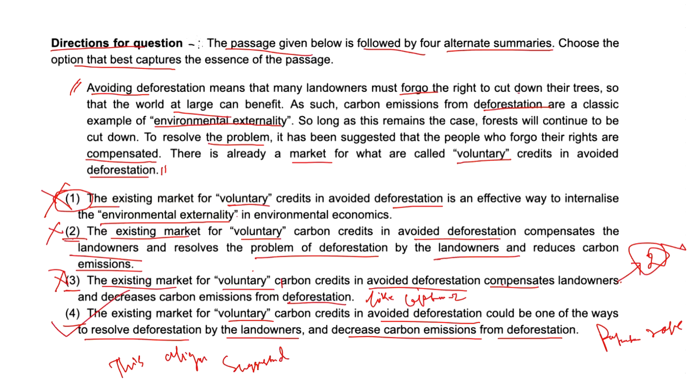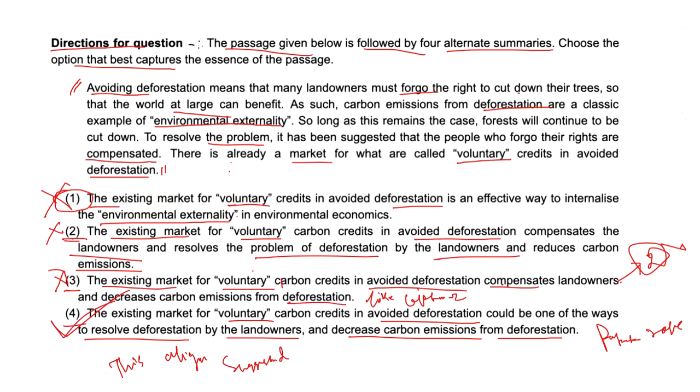If I look into the summary of it, the gist of the paragraph is that carbon emissions from deforestation are an environmental externality, whose economics is not accounted for. Landowners have no incentive not to cut down trees. To resolve this, voluntary carbon credits for avoided deforestation are suggested. There is already a market for this, and it is clearly stated. Option 4 captures this essence.